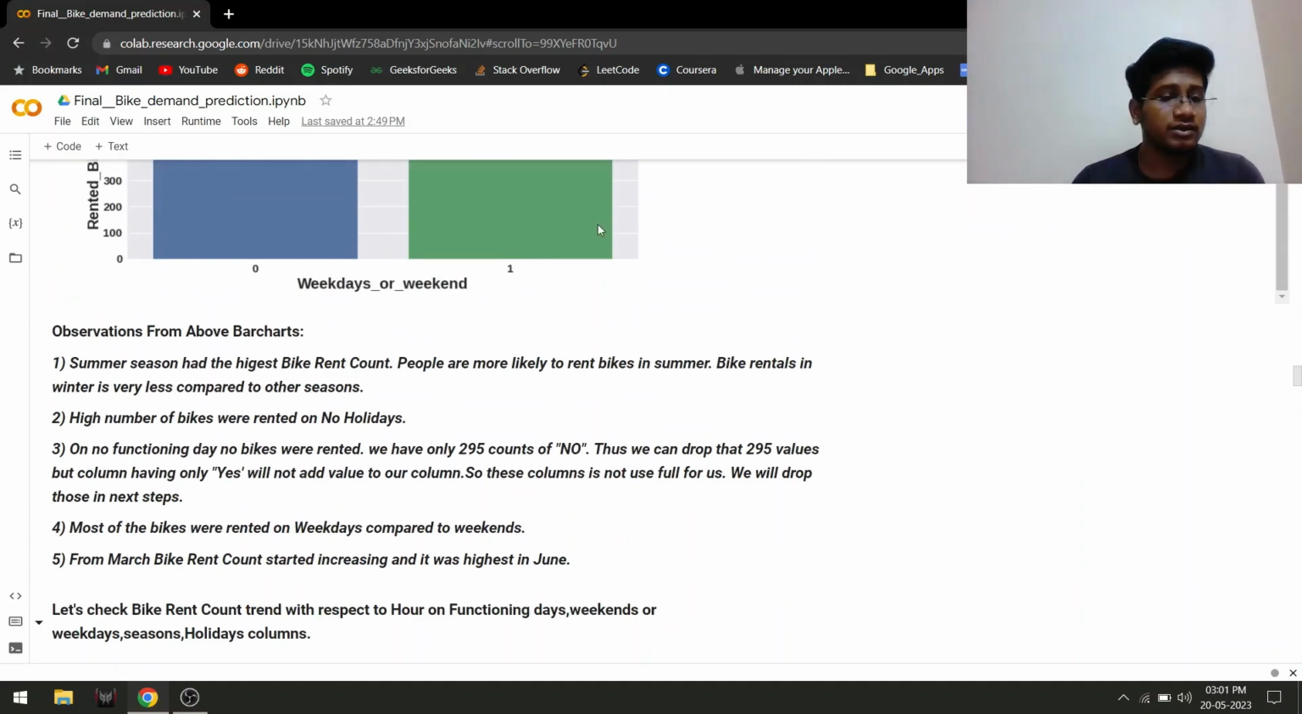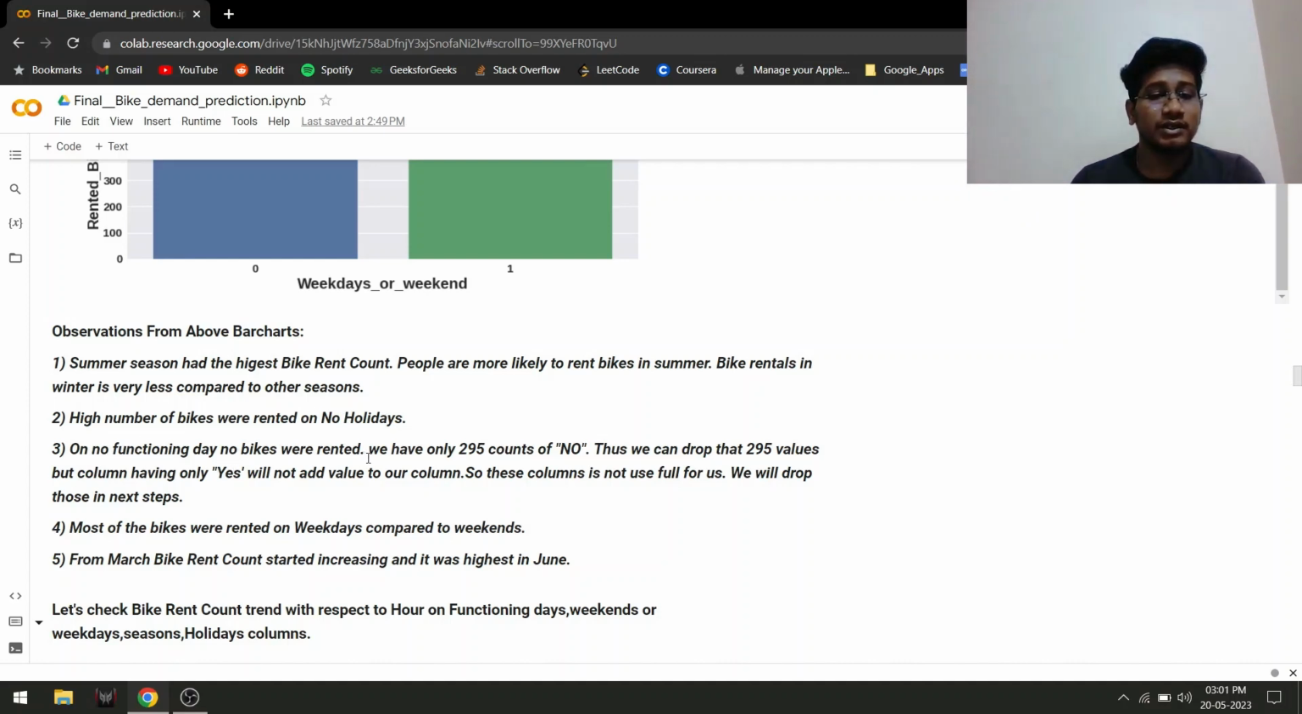Here from the above bar chart, we have got some observations. Summer season had the highest bike rent counts. People are more likely to rent bikes in summer. Bike rentals in winter are very few compared to other seasons. Now, a high number of bikes were rented on no holidays. On a non-functioning day, no bikes were rented.